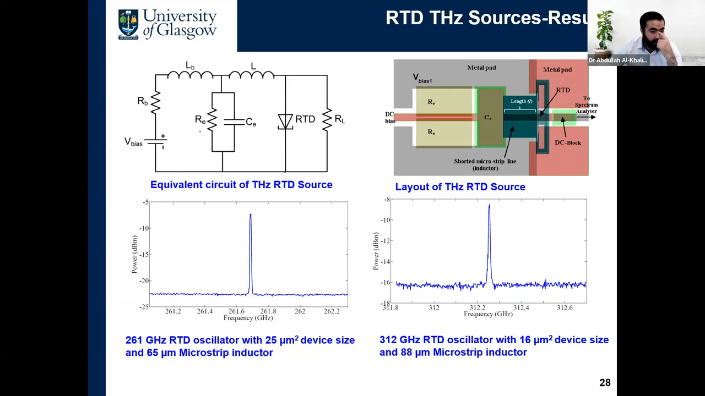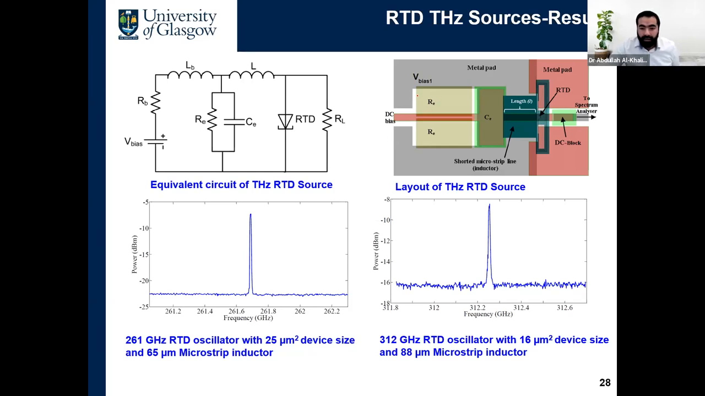And then we have a resistor just for stabilization. And these are the parasitics that come with the biasing cable. So LB and RB refer to the bias cable inductance and resistance. We have the bias voltage here and we have RL. And if we look here, the bias voltage comes from the left-hand side. So this is the DC bias port.